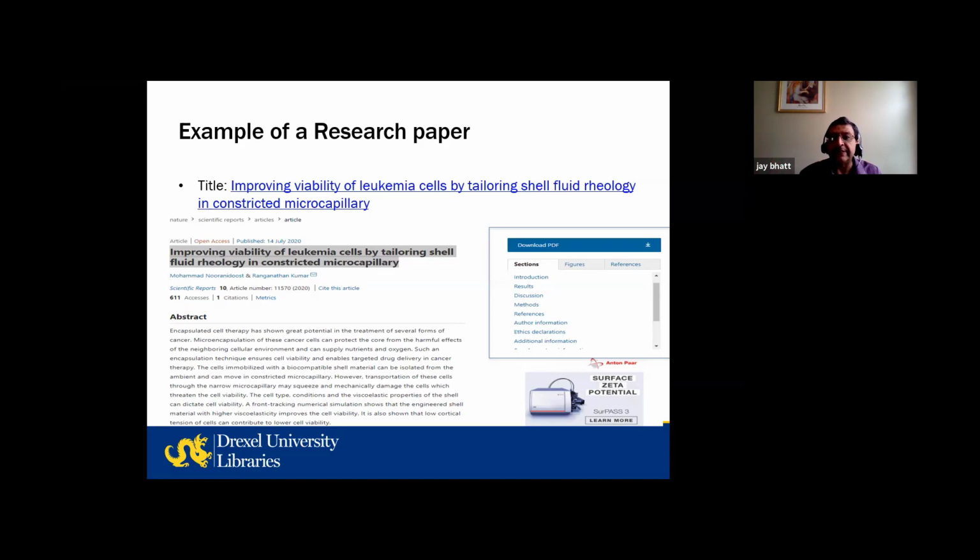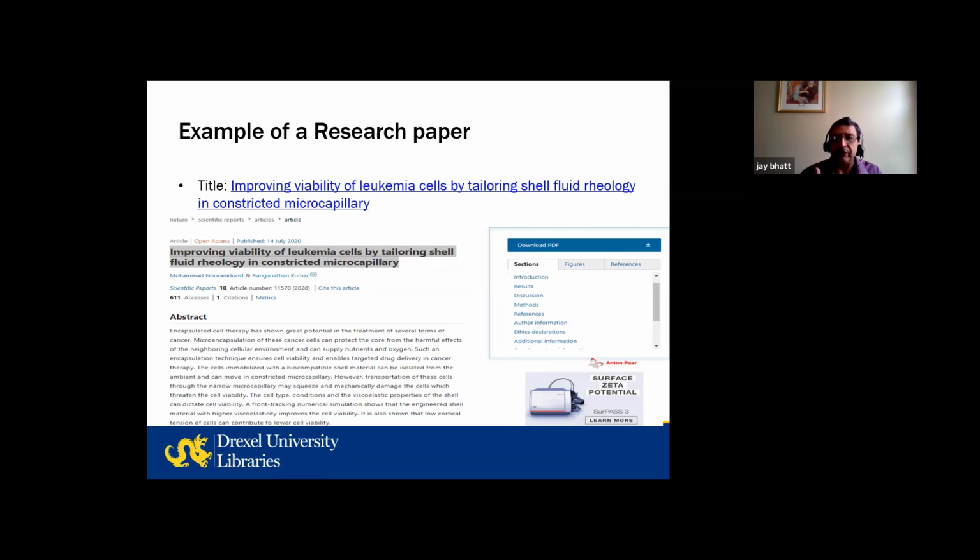It has different sections that I described earlier. It has introduction, results, discussion, methods. So if you want to go to the methods section, you can go directly to it. If you want to see what references were used when this paper was published by these authors, you can also click on the references. It is very important for the authors and the researchers to cite and document all the work they have referred to.